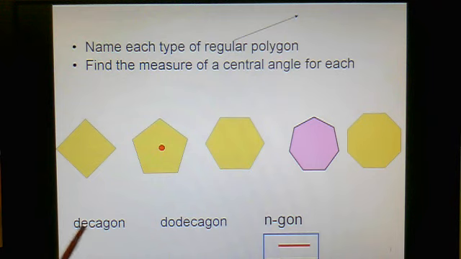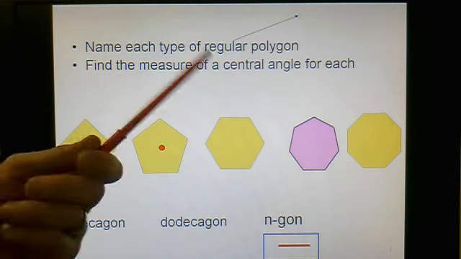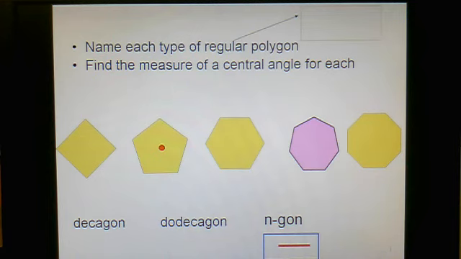Decagon, of course, you remember dec means 10. Dodec means 2 more than dec, so it's 12. And then n-gon, we're going to get to a formula by the end of this. So what I want to do quickly is remind you what regular means. Regular, of course, means all the sides are equal and all the angles are equal. All the angles are congruent, all the sides are congruent. That's what the word regular means. Just a quick little refresher on there.